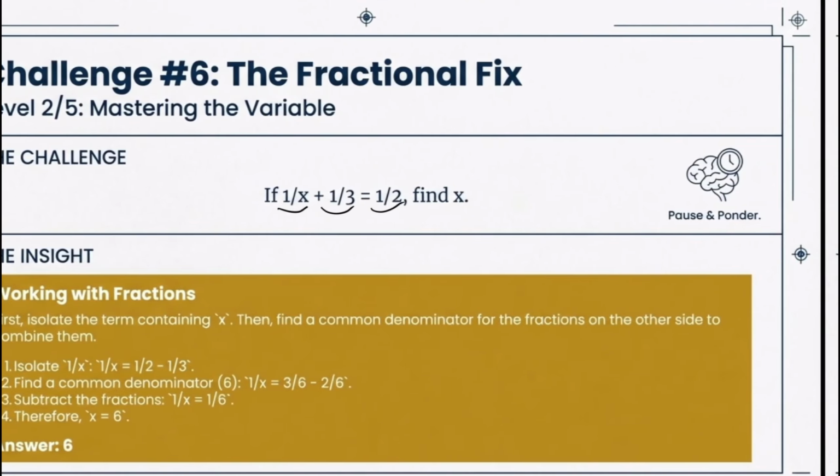Now I would like to find x. So 1 over x plus 1 over 3 equals 1 over 2. It would be better to first move this number to the other side, in order to isolate all the numbers on one side and isolate my variable on the other side. So if you do that, 1 over x equals 1 over 2 subtracted by 1 over 3.